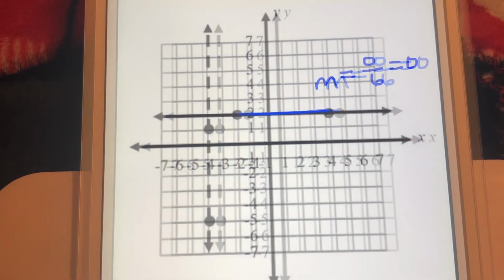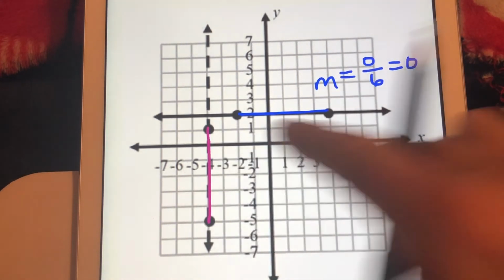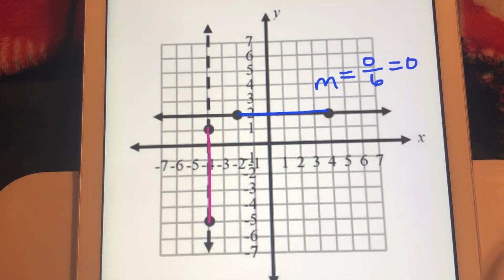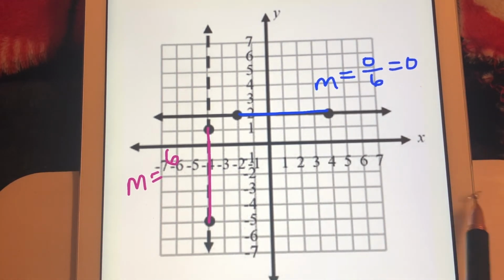And looking at the vertical line, if you'll notice, this is a vertical line because it's going up and down. This time we do have a rise. You can call it 6 if you're going from the bottom point to the top point, or you can call it -6 if you're going from the top point to the bottom point. It doesn't really matter. So our slope is going to be the rise, which is 6, over... there is no run. There is no horizontal change. There's no movement at all from left to right. And so we're going to divide by 0.